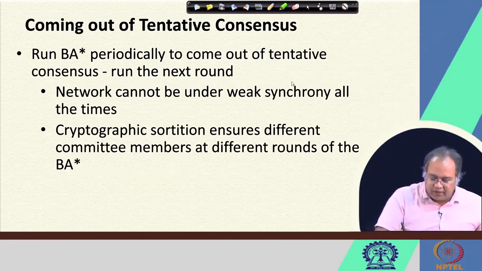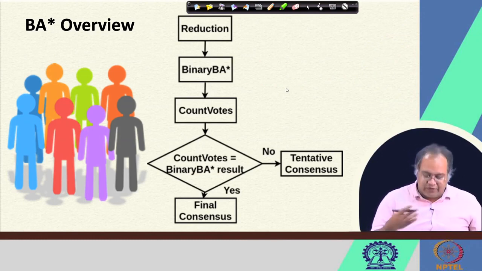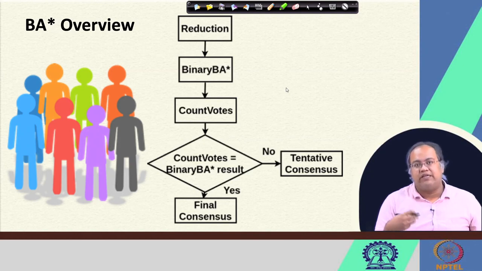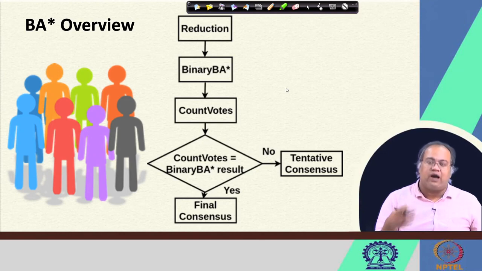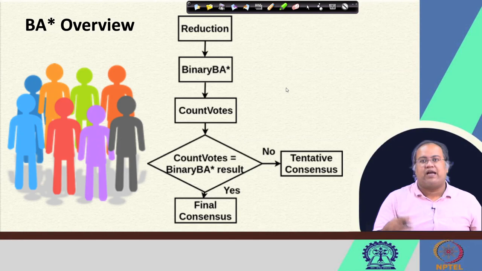So, this is the kind of overview of the BA star algorithm. You reduce the size of the network by using cryptographic sortition, and you run the BA star. We are calling it binary BA star because it takes a decision whether to accept a block or reject a block. Then you count the votes; if your number of votes is equal to the binary BA star result, then you are in a final consensus, otherwise you are in a tentative consensus and move to the next round with a new set of committee members. So, that is the entire algorithm which is being executed.